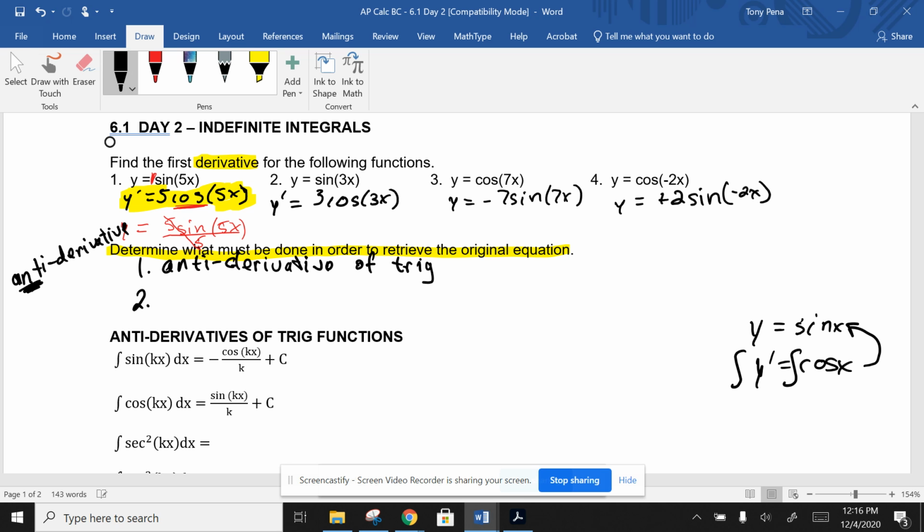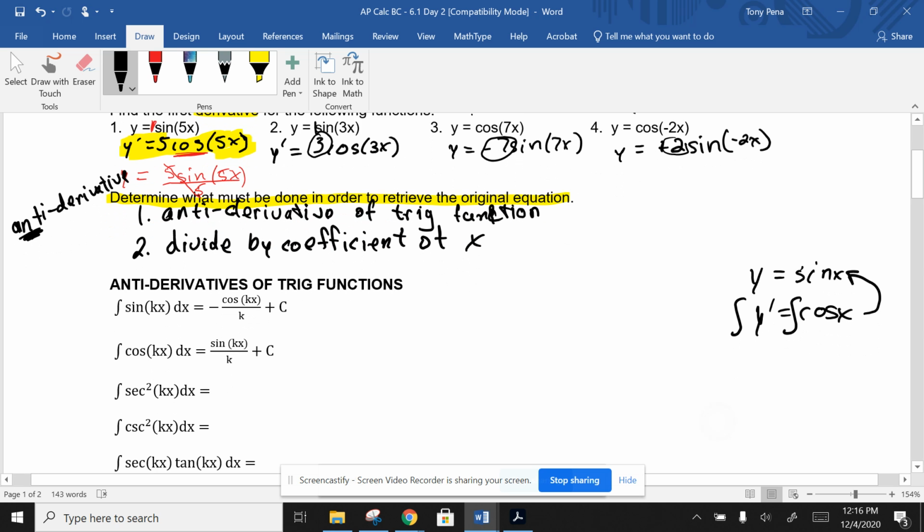Of the trig function. But then in order for us to get rid of this 3, to get rid of this negative 7, and to get rid of this 2, so that these all end up with coefficients of 1 here, what we would now need to do is divide. So instead of multiplying by that derivative, we're going to divide by the coefficients. All right, so that's how we can handle if it's sine of 2x, secant squared of 2x. All right, it's just working backwards.